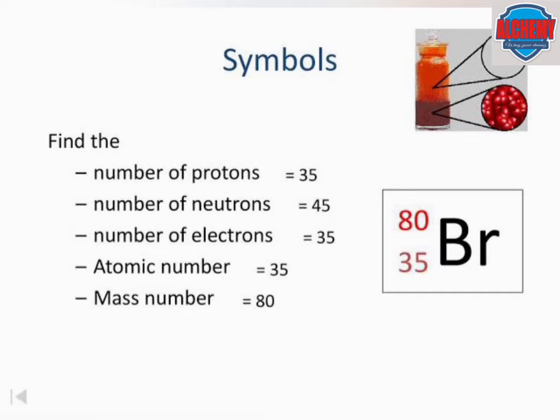Here we can see that the mass number is 80 and the atomic number is 35. Atomic number 35 means the number of protons is equal to 35, which means that the number of electrons is also equal to 35. Now, the number of neutrons is given by mass number minus atomic number, that is 80 minus 35, and the answer is 45.